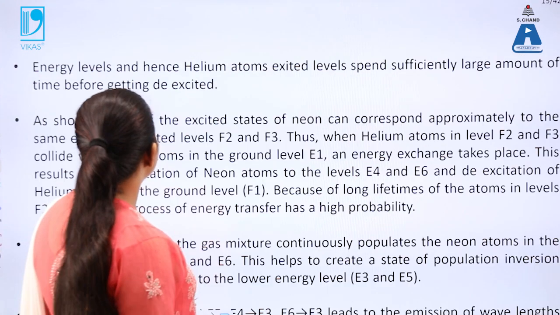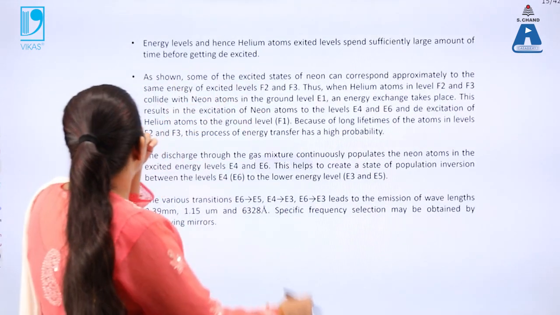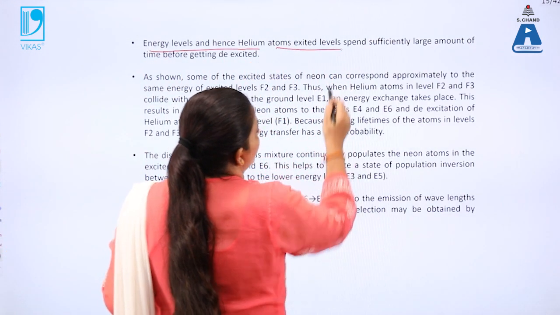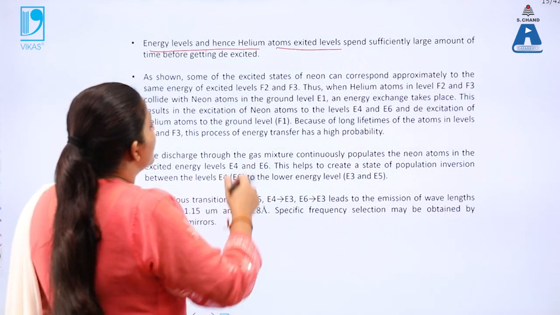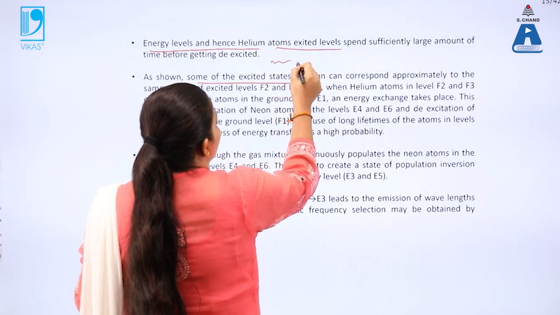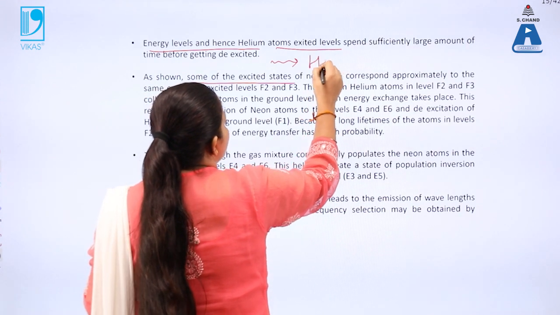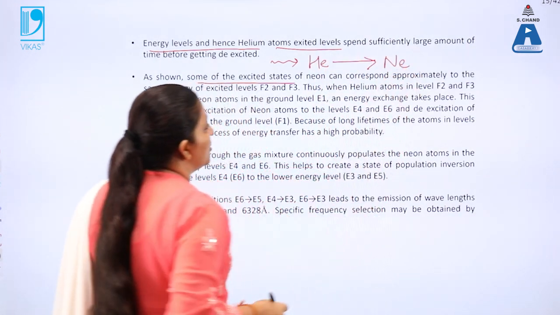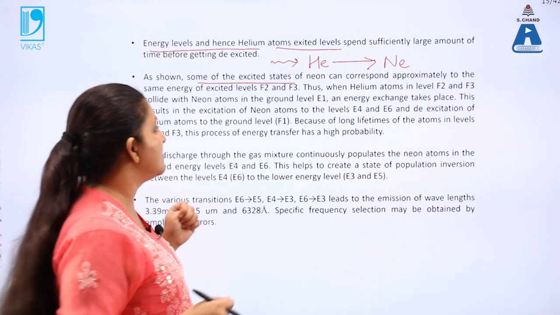In this process, firstly there are the energy levels, and the helium atoms are excited up to the higher energy states. Then there occur inelastic collisions between the helium and the neon atoms. That means helium atoms will transfer their energy to the neon atoms, and the neon atoms are present in the excited state.